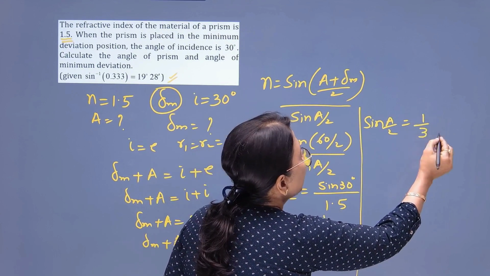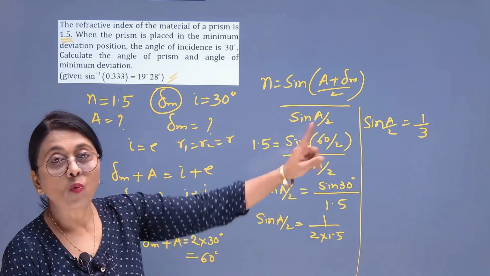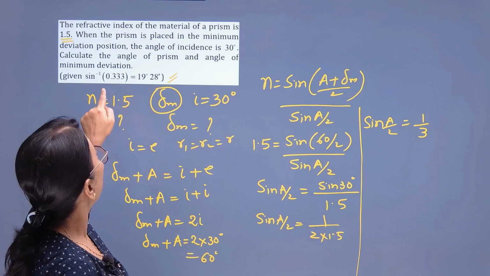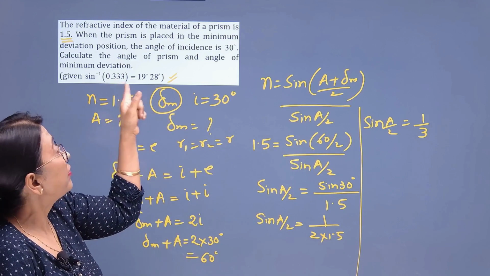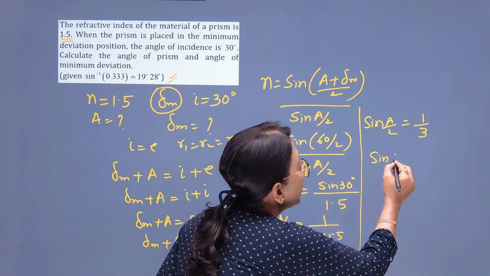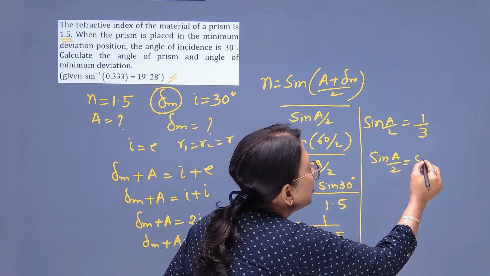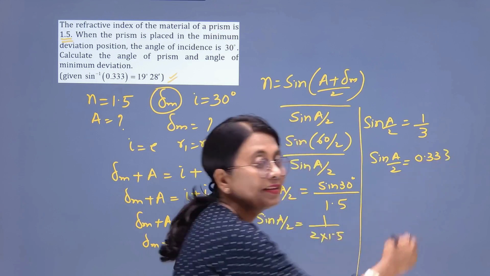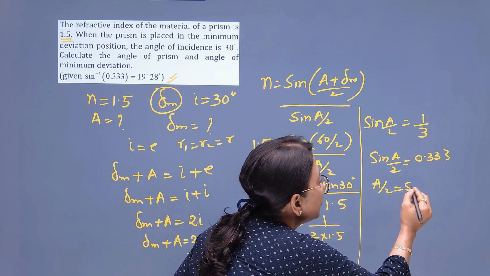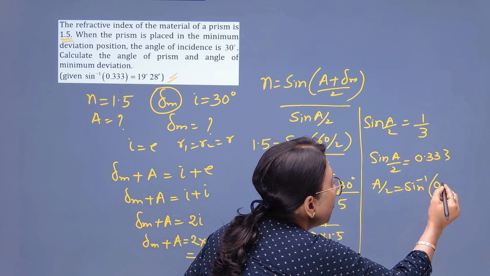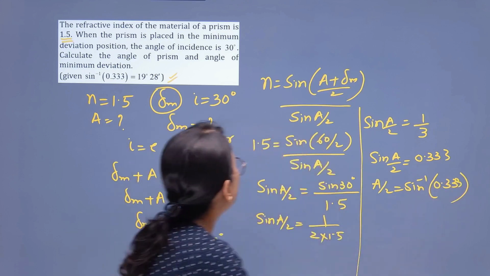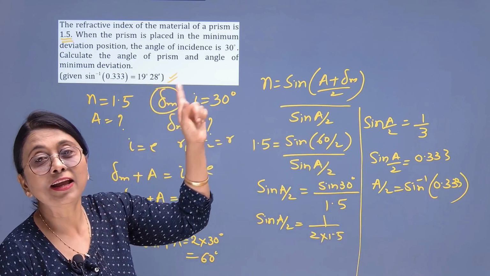So 1 by 3. इसकी वैल्यू कितनी है, 1 by 3. अब बच्चों देखो आप इसको कि 1/3 का यूज कहाँ पे है, 1/3 is how much, 0.333, so I can put it here, this will be your sin a by 2 and this is your 0.333. Now you see we are using this, so a by 2 will come out as sin inverse 0.333, and we know the value of this, इसकी वैल्यू हमें पता है how much, 19 degree 28 minutes.